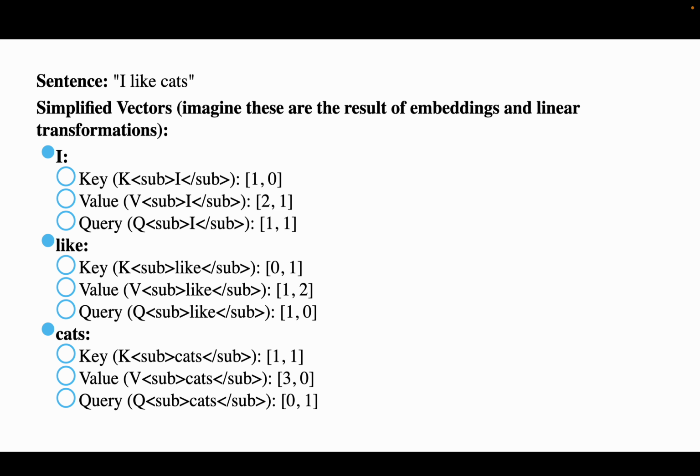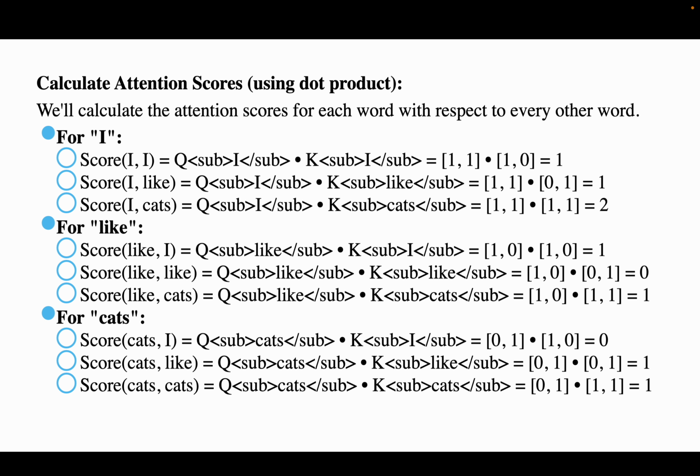Similarly, like another part. So let us understand how this attention score is created using the dot product. We will calculate the attention score for each word with respect to every other word, so that we can understand the correlation of I with how much with like, how much with cats. Okay, so all these mathematical calculations will happen and help us create a further relationship.